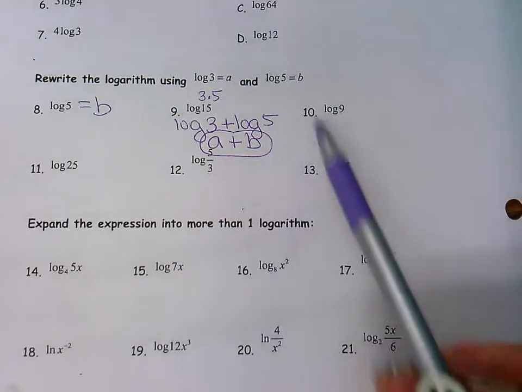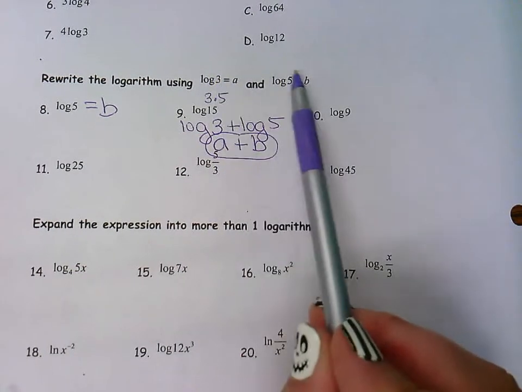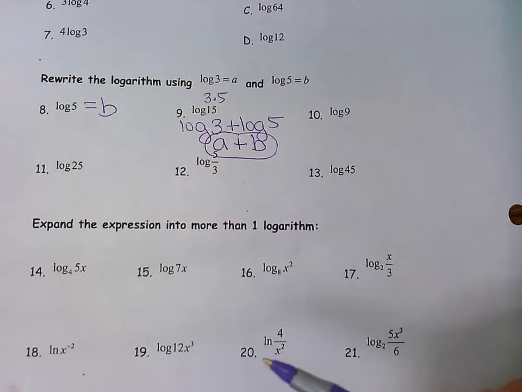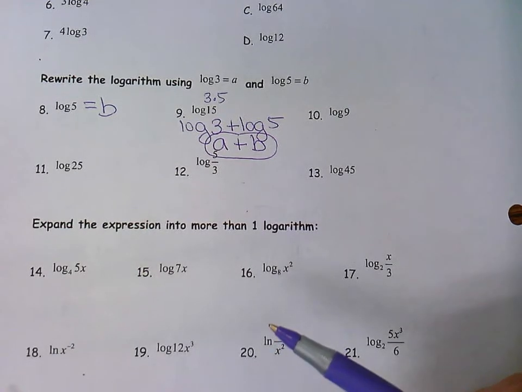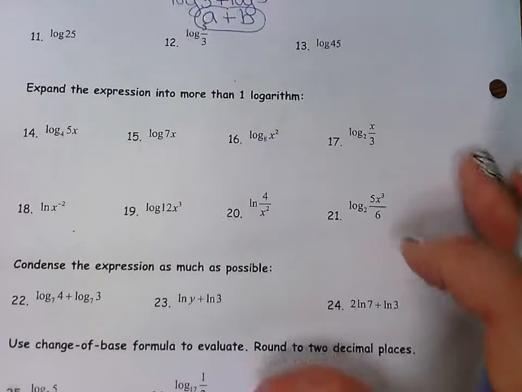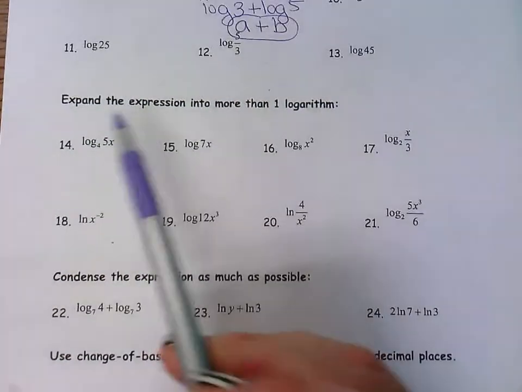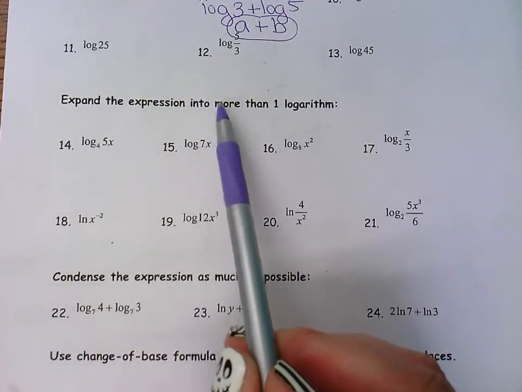So you're trying to figure out how to manipulate the log of 3 and the log of 5 to get the number that you want. Does that make sense on number 9 using the properties? Then in number 14, they want you to expand the expression.